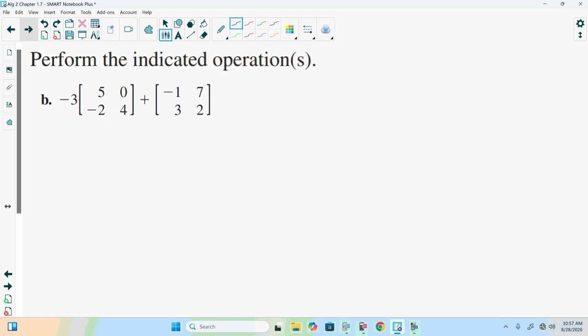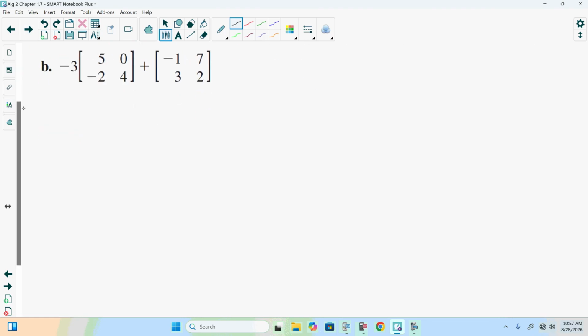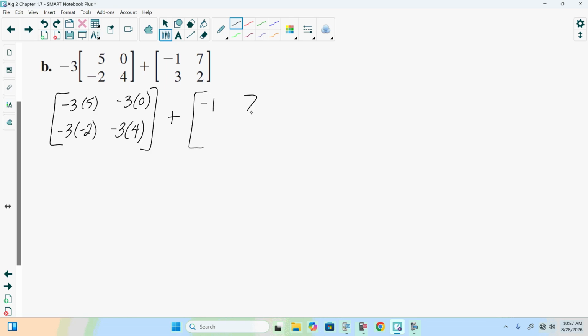So the first thing we'll want to do is the scalar product. So the first matrix, we're going to multiply each element in there by negative 3. Now because it's only in front of the first matrix, we are only multiplying it by it. We're not going to multiply the negative 3 by the second matrix because it's not being applied to it, only being applied to the first one.